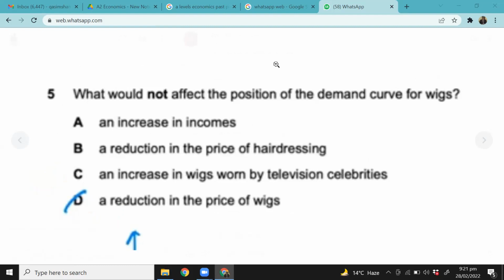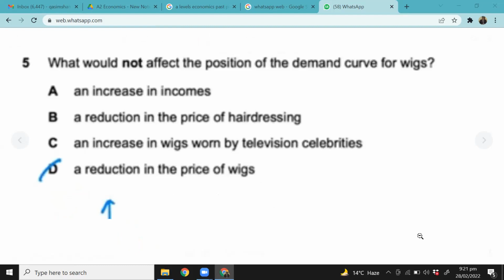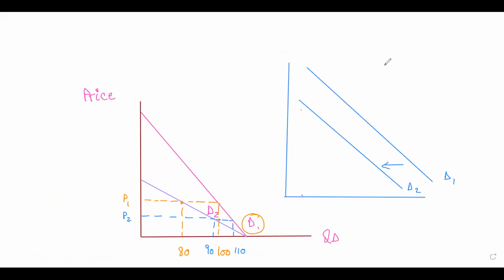So if there is a reduction in the price of wigs, that would not affect the position of the demand curve. You will move from one point to another point on the demand curve. Let's say this is the demand curve you were operating on. If there's a reduction in price, you'll move from a point higher on the demand curve to a point lower on the demand curve. But the position of this demand curve has stayed the same. Getting me? So it should be D.